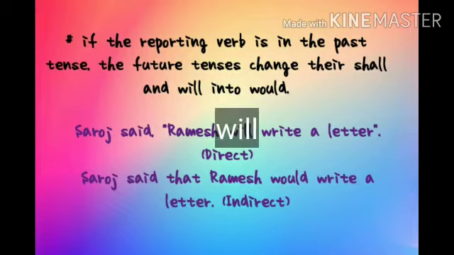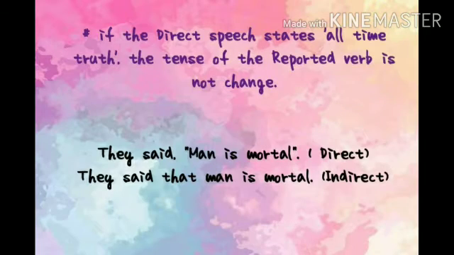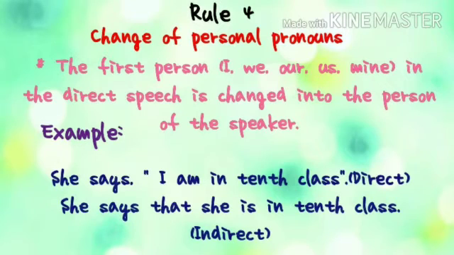Next, if the reporting verb is in the past tense, the future tenses change: shall, will into would. One exception is there: if the direct speech states an all-time truth, meaning universal truth or habitual facts, the tense of the reported verb is not changed. It remains exactly the same as it was. Okay.